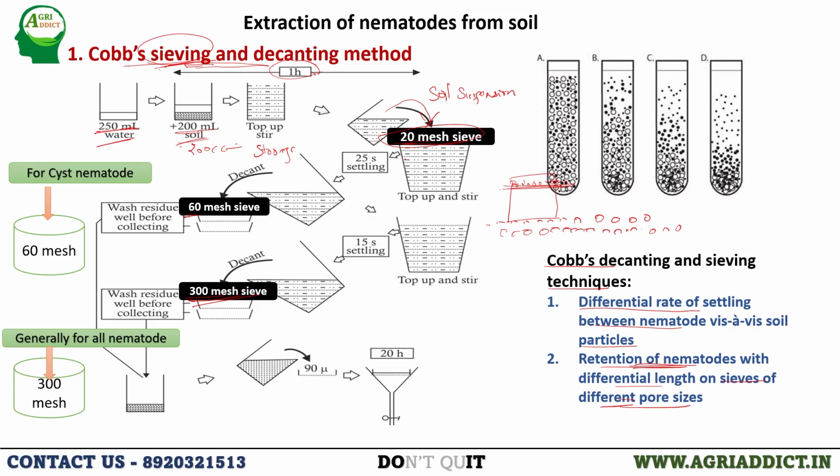Afterwards, I will explain these mesh sieves, and what different sizes are involved in 20 mesh, 60 mesh and 300 mesh sieves. Now coming to the procedure, decant the soil suspension onto the 20 mesh sieve and allow it to settle. Consider this as pan A and this as pan B.